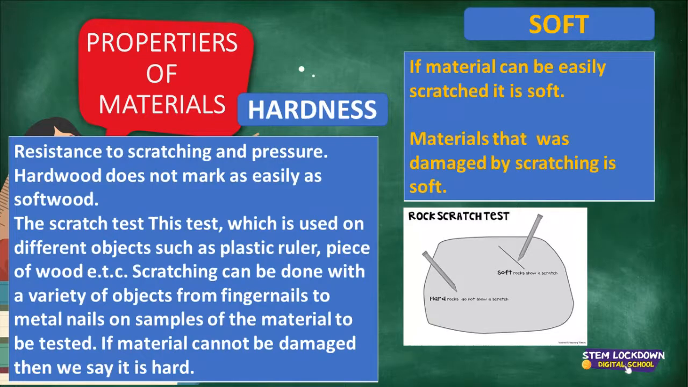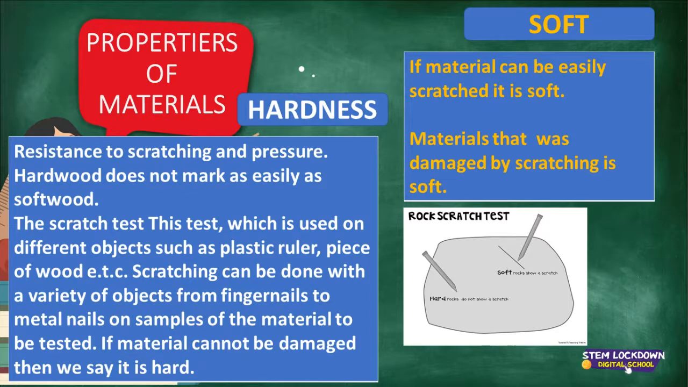In this one, hardness is the resistance to scratching. If you scratch something but you don't see the marks, then we will say that particular material is very hard. So it's resistant to scratching and pressure. For example, hard wood does not mark as easily as soft wood.